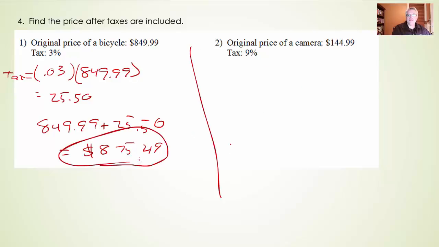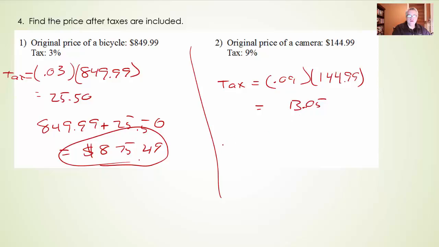Okay, getting near the end here. We have a camera, $144.99, sales tax 9%. That's a little bit more realistic. Okay, so got to find the tax. How much is being added in dollars? So 9%, that's 0.09 times 144.99. And I got $13.05.